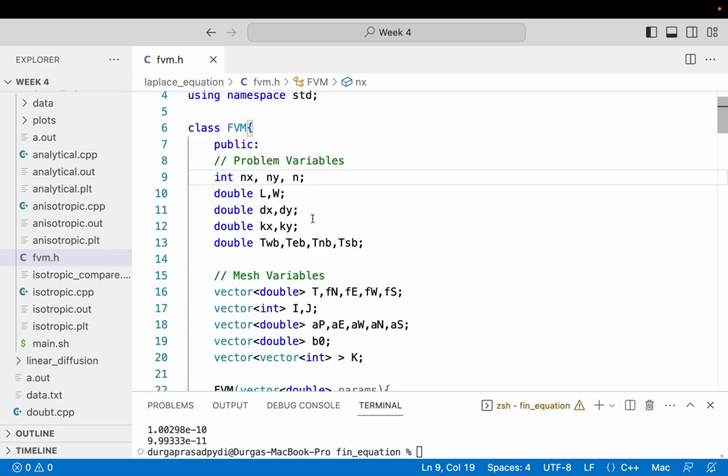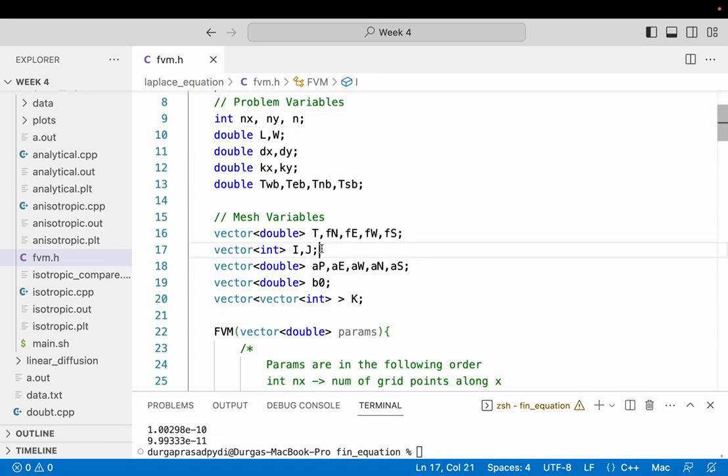So now I am adding two more variables. This I and j will essentially, if you have a grid point I comma j, that will be mapped to a 1D array. So if the index in the 1D array is k, then capital I of k will give you the i-th row value of that particular cell. Similarly, capital J will give you that column value.